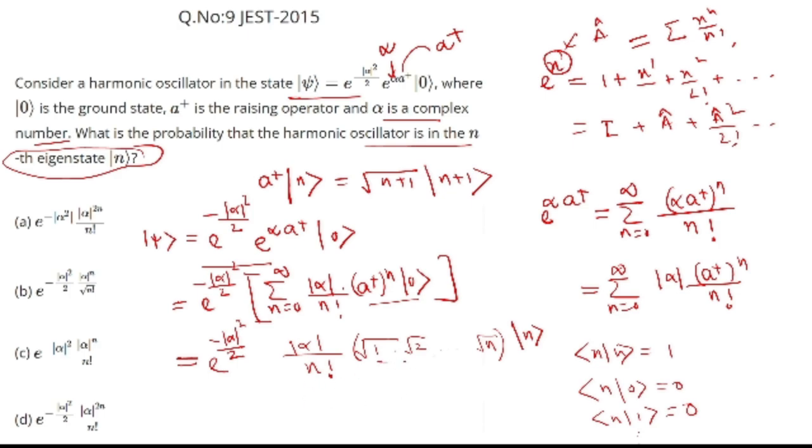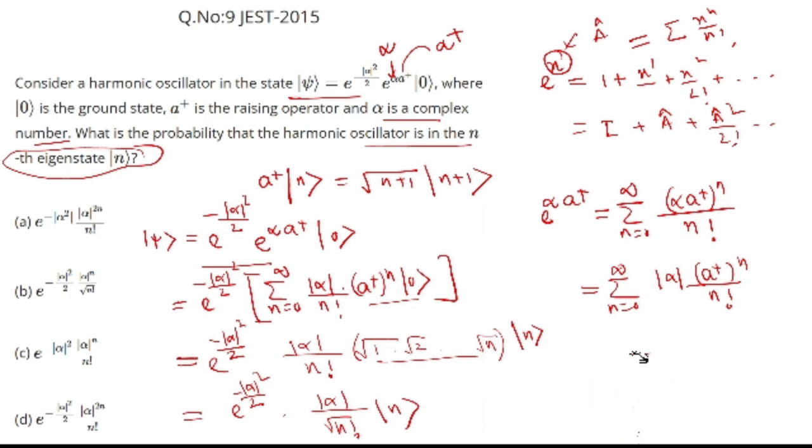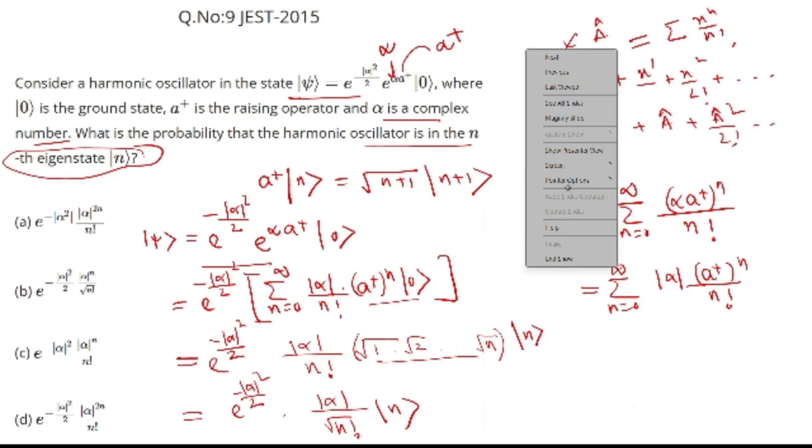So this is nothing but root under n factorial. Ultimately we get e to the power minus alpha mod square divided by 2, then mod alpha divided by n factorial, then root n factorial, so it gives root under n factorial into n. Now we have to find the expectation value for this state, sorry, the probability.